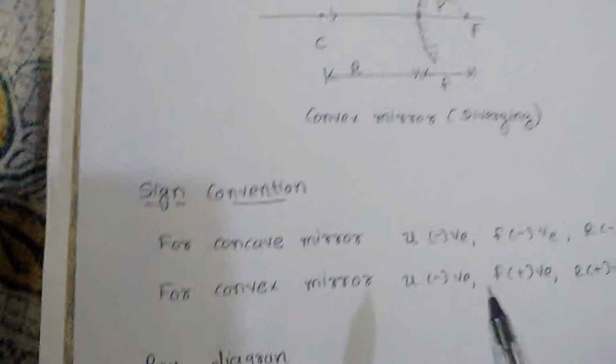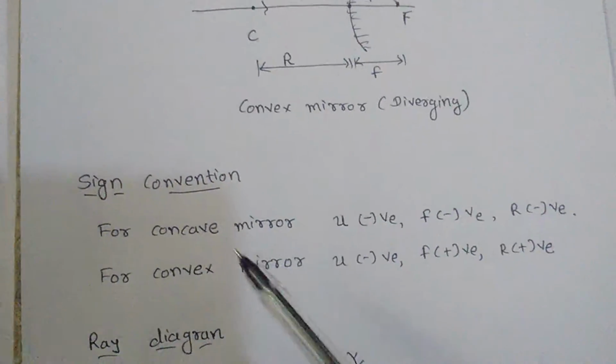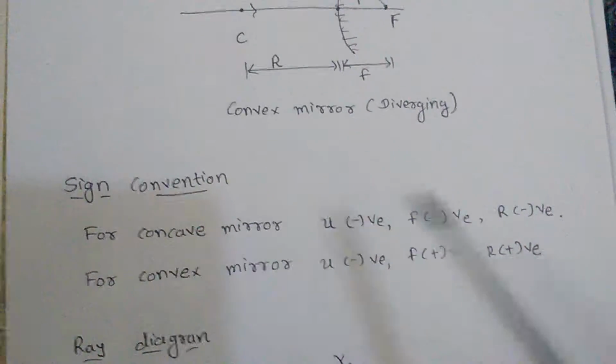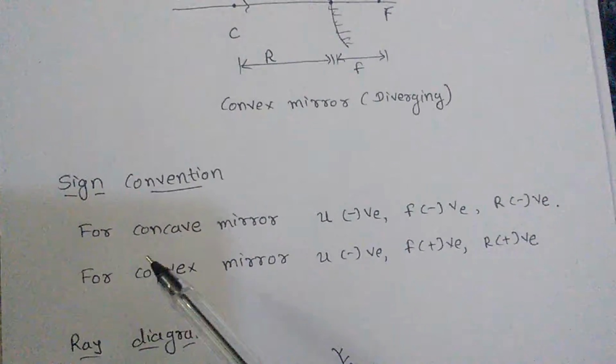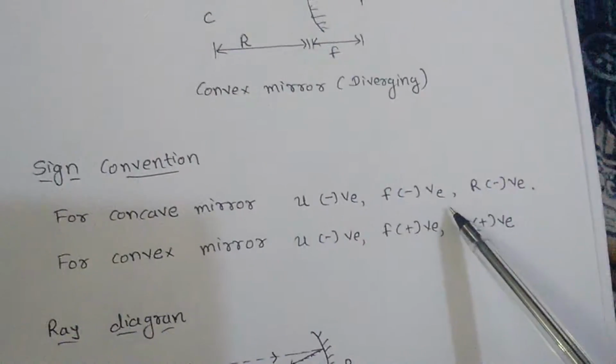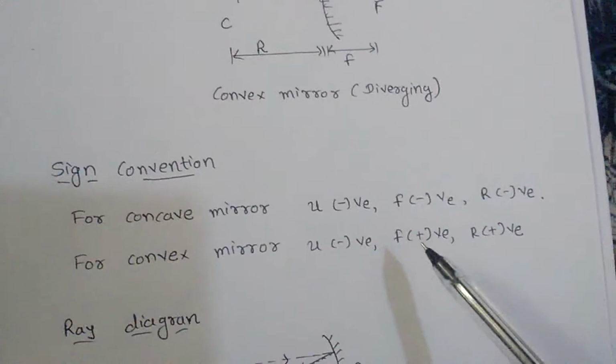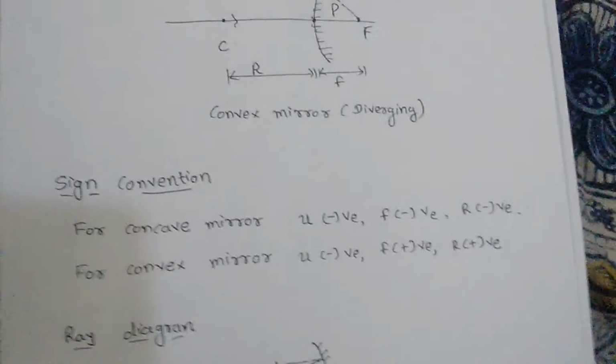Now, in any sum of ray optics, we have to consider sign convention, and for simplicity here we have defined that for concave mirror u is negative, f is also negative, r is also negative, and for convex mirror u is negative, f is positive, and r is also positive.